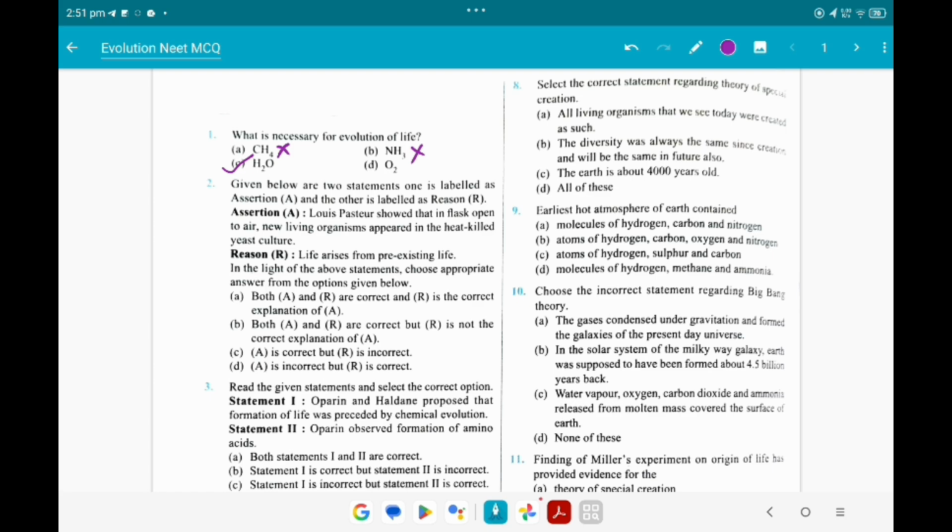The second question is an assertion reasoning based question, which is a very important type of question because NTA has been giving this type of question consistently in all these years if you look through the PYQs. Assertion is saying Louis Pasteur showed that in a flask open to air, new living organisms appeared in the heat-killed yeast culture. This statement is absolutely correct.